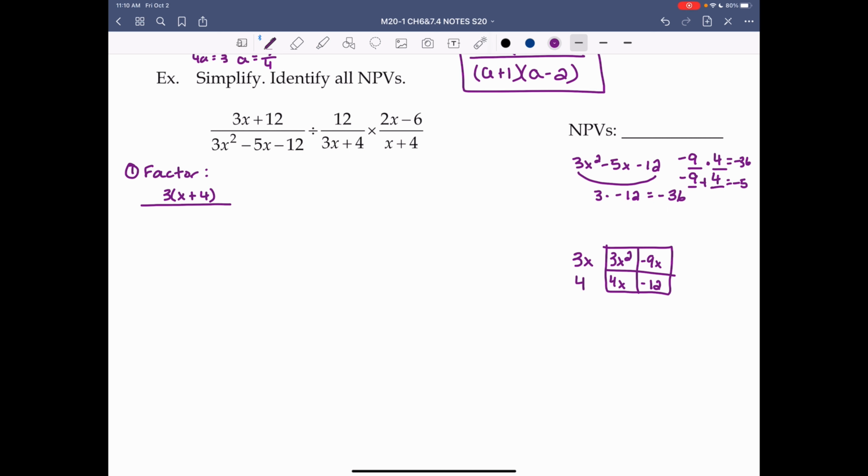First column, 3x squared and 4x. Again, it's positive, and in this case it will be x. And then second column, negative 9x and negative 12. The first number in the column, negative 9x, is a negative, so my common factor will be negative. Negative 9x and negative 12, it would be negative 3. The factored form is then 3x plus 4 and x minus 3.